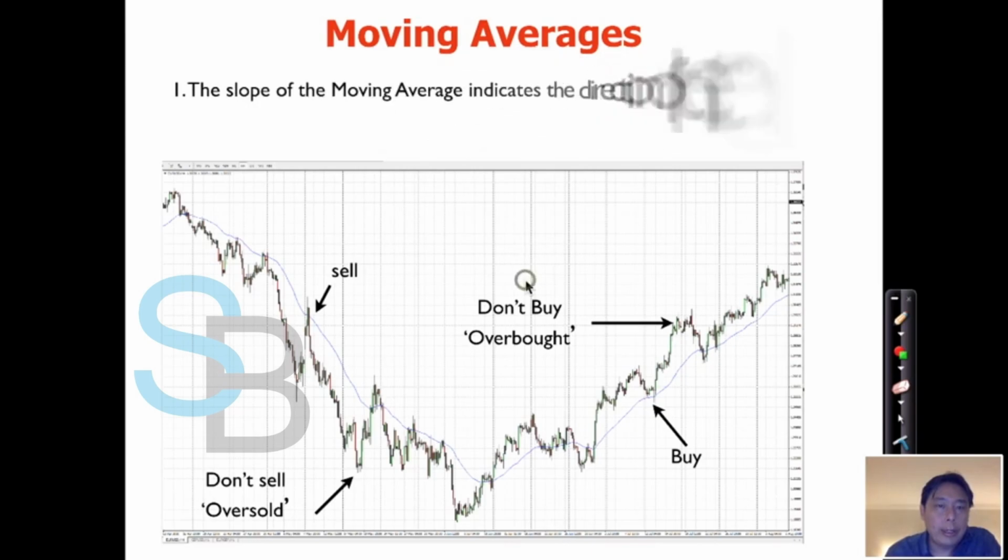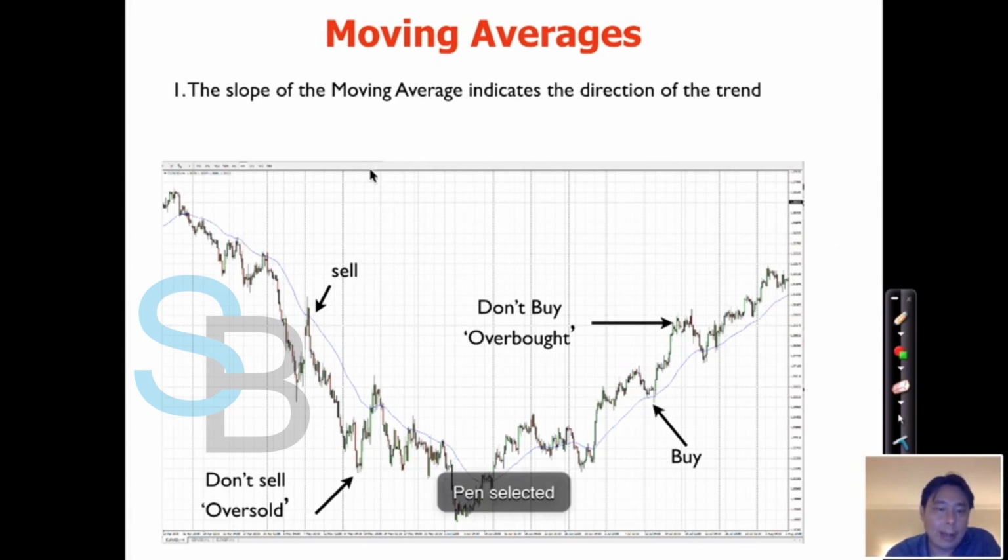So like I mentioned earlier, when you look at a moving average, you always look at the slope. The slope of the moving average indicates the direction of the trend. As you can see, it's sloping down, so that is a downtrend.